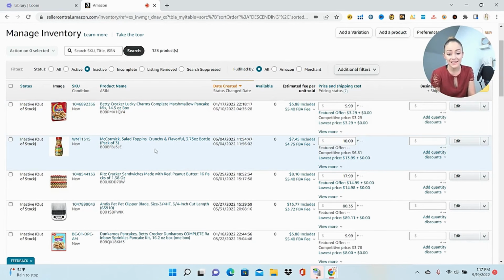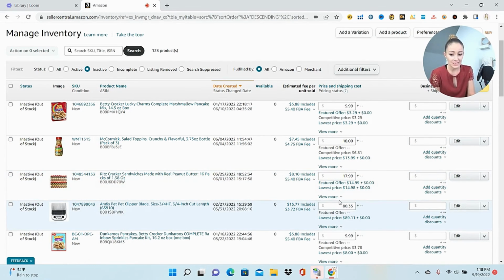Here's another example. I was selling these salad toppings at $18 for a 3-pack, and now the price is way lower than that. So always come in here, manage your inventory, and check what you were selling it at and where it's going now. If it seems pretty steady, put that on your replen list and order it again once it goes out of stock. These Ritz crackers, same thing. They seem to have dropped quite a bit, and I don't think I was making a huge amount of profit on it anyways, so by dropping a few dollars, now there would be no profit to make.